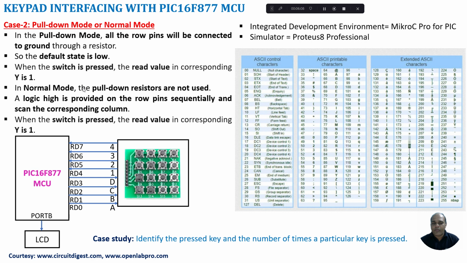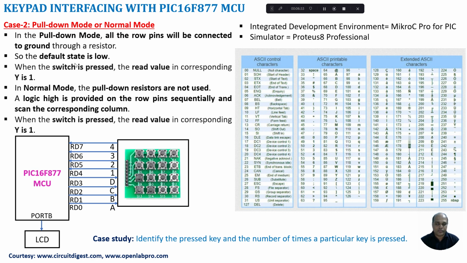So in a normal mode, there are no pull down resistors. A logic high provided along the row can be read through a column if a switch is pressed. In the same way, a logic low provided through a row can be read as a logic low while reading a column. So these are the different modes of connecting a keypad with your microcontroller.